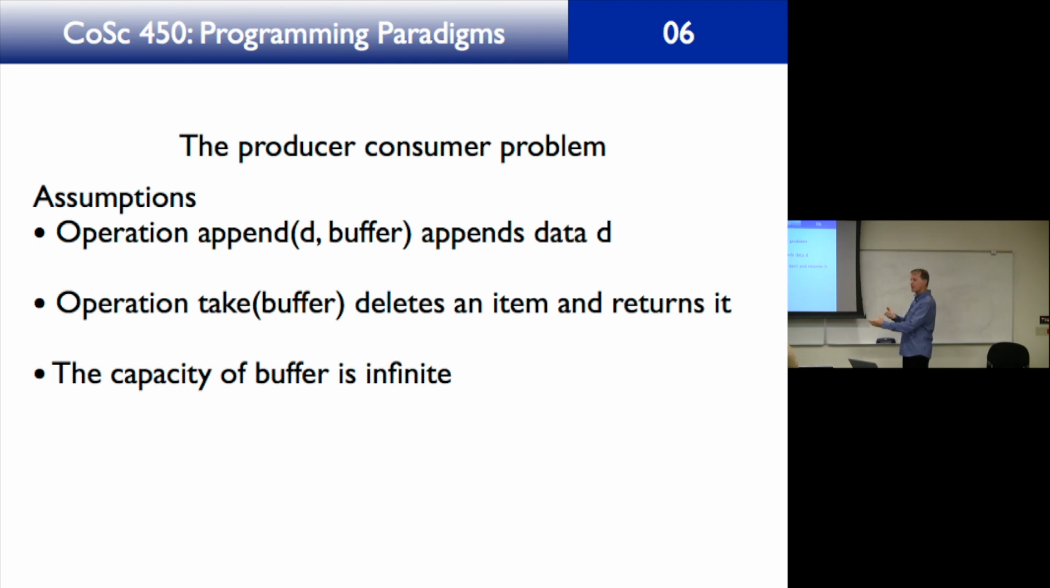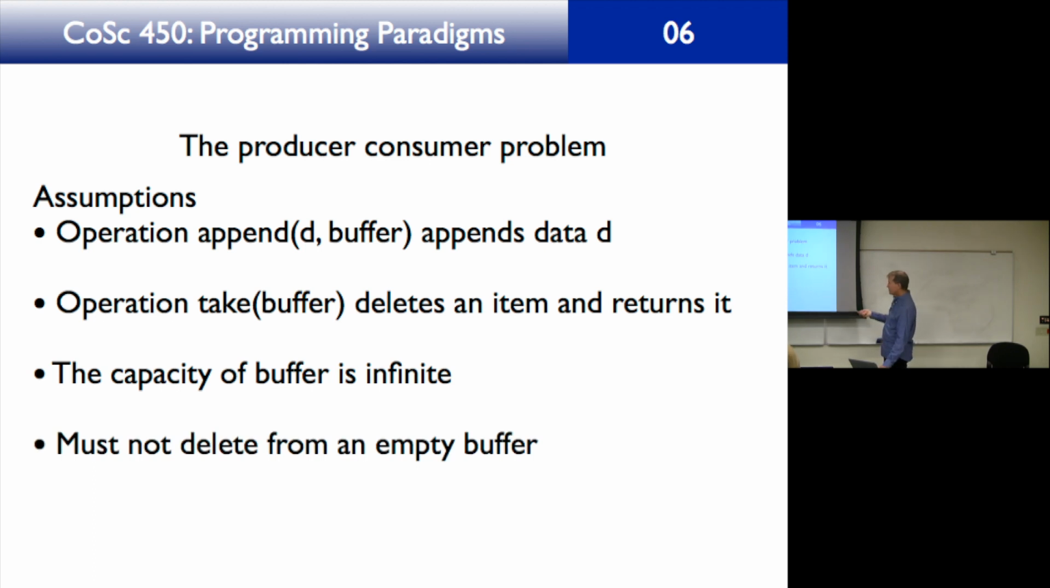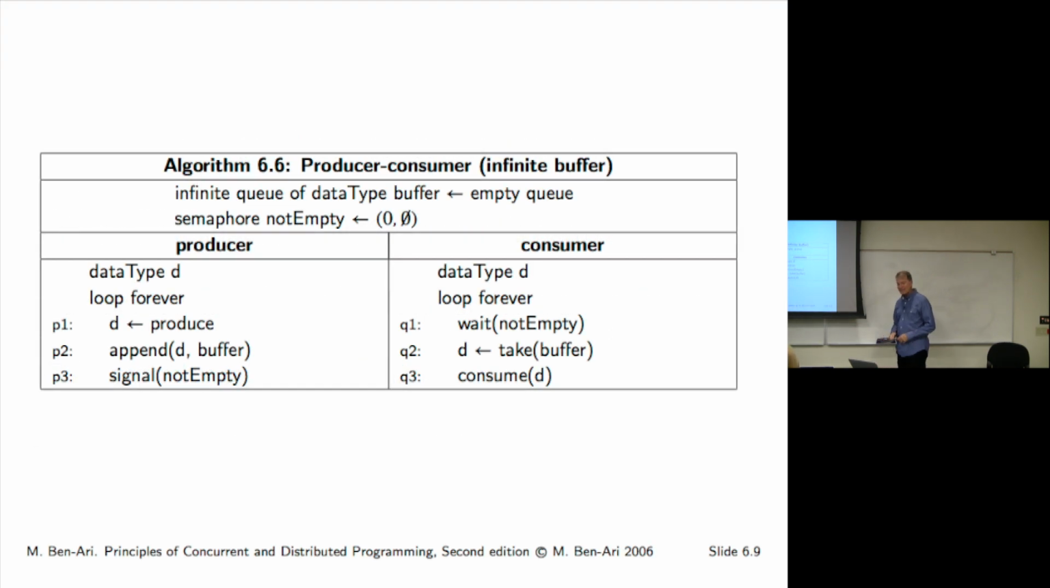So that process, if they're operating concurrently, should be blocked, right? And then when producers come along and produce something, the consumers can take out. But you can't remove from an empty one. Okay. Even if the buffer is infinite, we still have that constraint that you can't take from an empty buffer. And that's this last point: we must not delete from an empty buffer. So look, how do we do that?